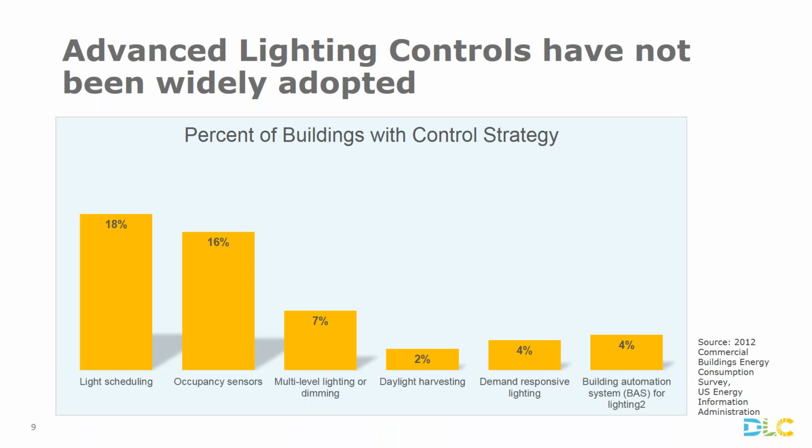We have a lot to improve on, and in many of the webinars where we talk about our network lighting control efforts, we present different data points on this. Here's one data point that comes from the Commercial Buildings Energy Consumption Survey that shows the percent of buildings that have a particular control strategy in them. You can see from this that only, for example, 2% of commercial buildings have daylight harvesting in them.